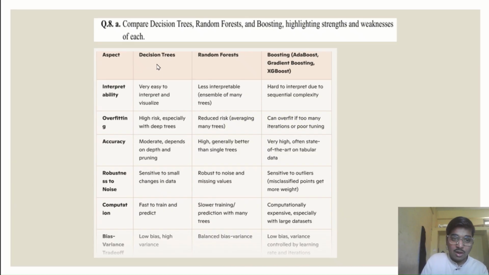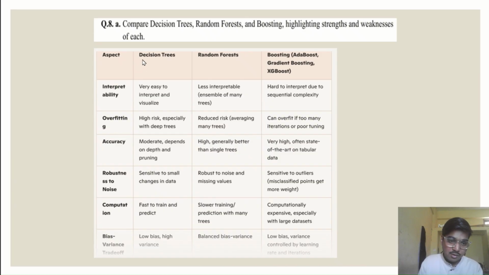In decision trees, the overfitting risk is very high, especially with deep trees. In random forest, there is a reduced risk of overfitting, as we average many trees. In boosting, it can overfit if too many iterations or poor tuning is done. Decision trees provide moderate accuracy, which depends on the depth and pruning, whereas random forest provides high accuracy, which is generally better than single trees. Boosting also provides very high accuracy, which is often state of the art on tabular data.